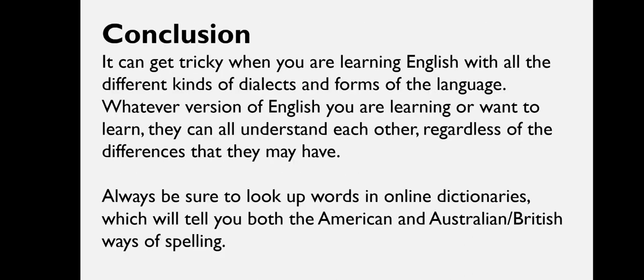Conclusion: it can get tricky when you are learning English with all the different kinds of dialects and forms of the language. Whatever version of English you are learning or want to learn, they can all understand each other regardless of the differences that they may have. Always be sure to look up words in online dictionaries, which will tell you both the American and Australian British way of spelling.